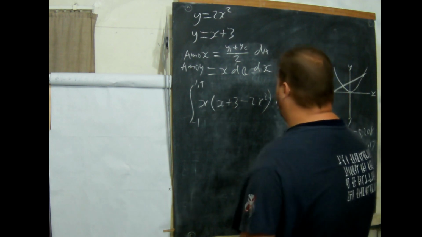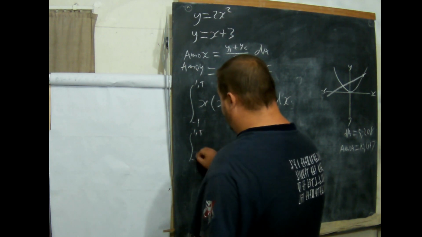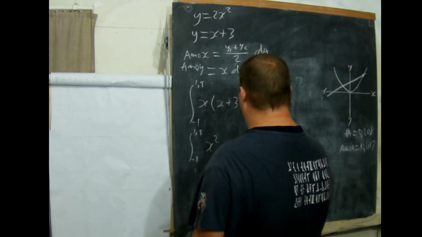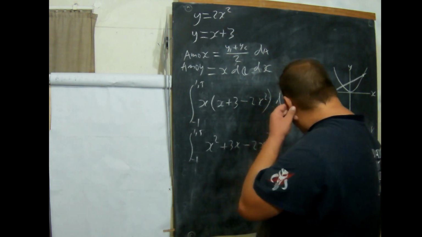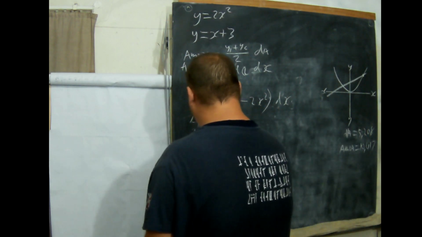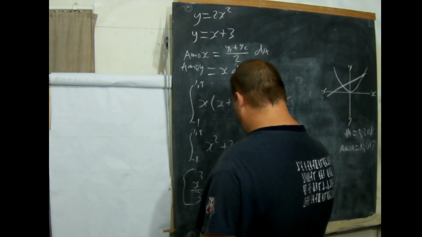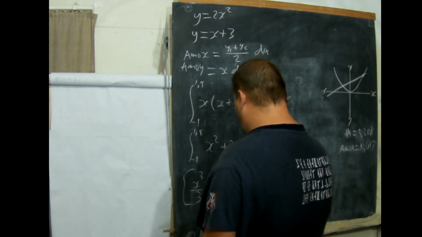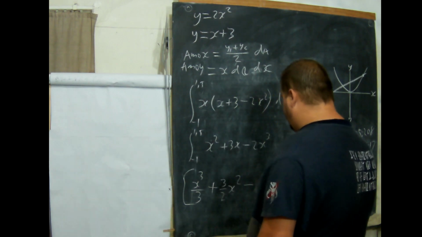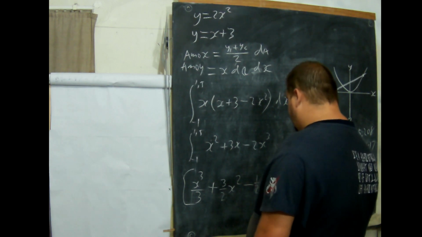Alright, all we have to do now is just put this in. So we have the integral of 1.5 to minus 1 of x squared plus 3x minus 2x cubed. Okay, so what we have now, let's integrate. X squared is x cubed over 3 plus 3x, which is 3 over 2 x squared, minus 2 over 4 is a half. So it's a half x cubed.